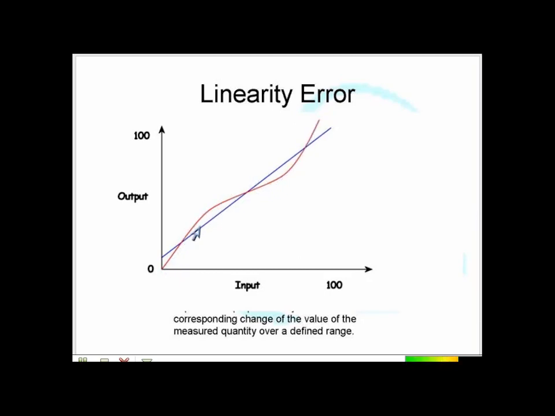Probably the best example of linearity error is the petrol gauge on your car. The petrol gauge on my car tends to say it's full, it's full, it's full, and it just ran out. It's completely non-linear.